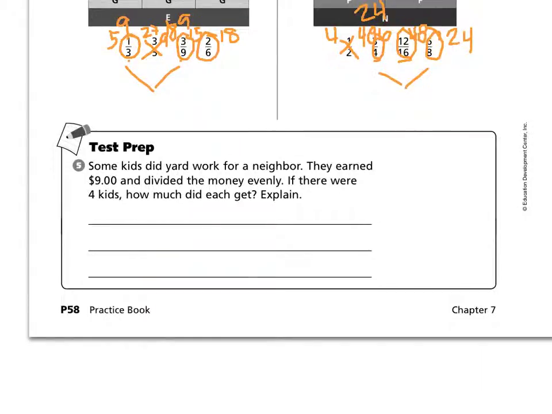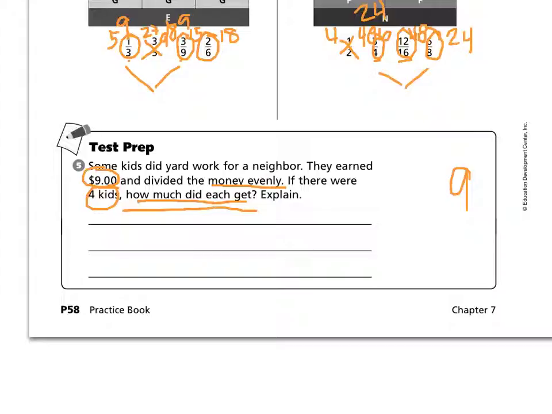Number 5 is test prep. Some kids did yard work for a neighbor. They earned $9 and divided the money evenly. If there were 4 kids, how much did each get? Explain. So we know that there was $9, there were 4 kids, and they divided the money evenly. We need to figure out how much did each kid get. So put 2 lines under that because that's the question.